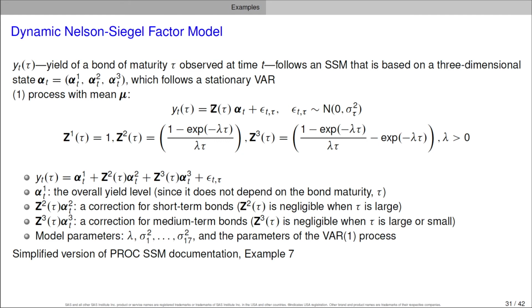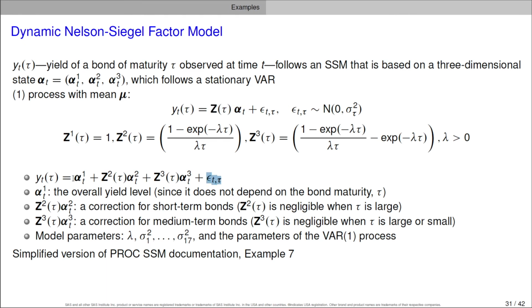So in effect, by writing down the dot product fully, we get the observation equation, so the yield at time t for a bond of maturity tau can be decomposed into these terms, which I'll explain. So there are 4 terms basically: 3 terms resulting from this dot product and the noise term.